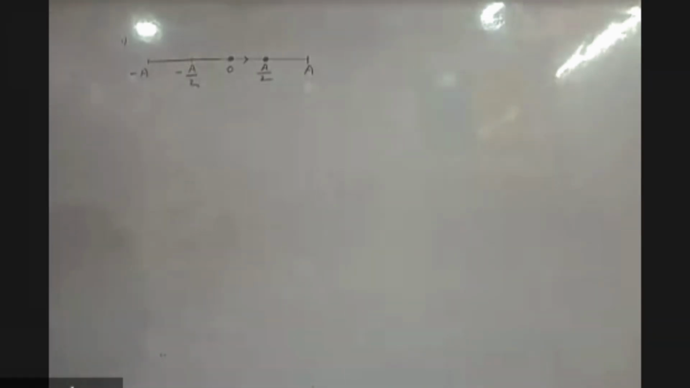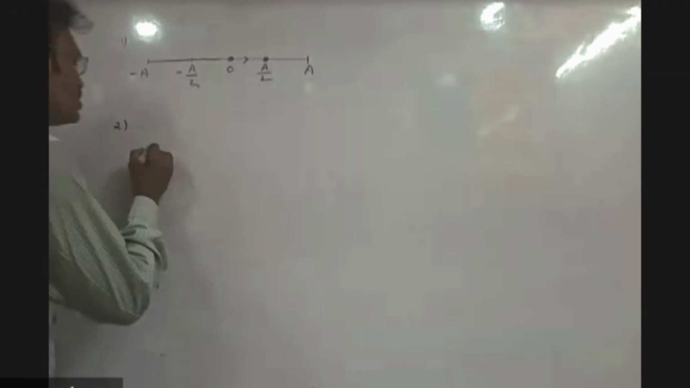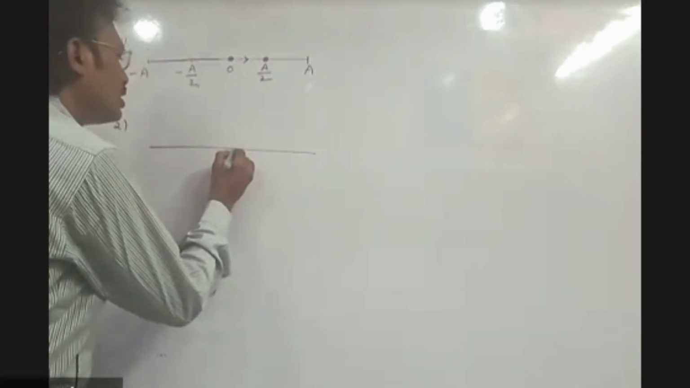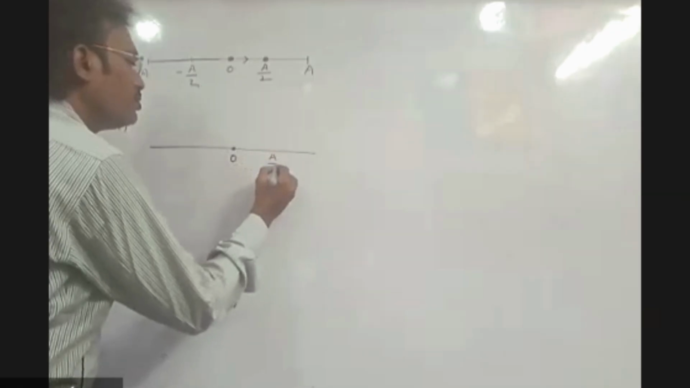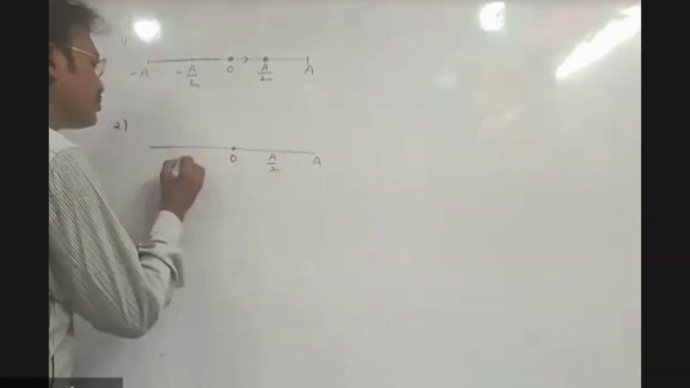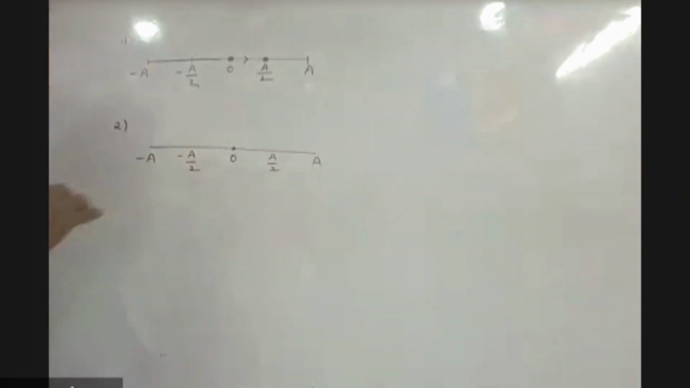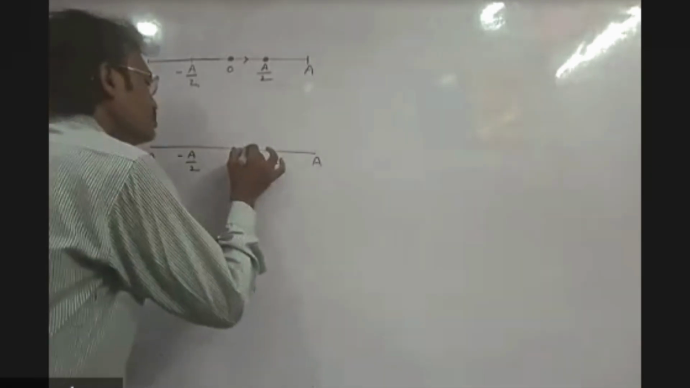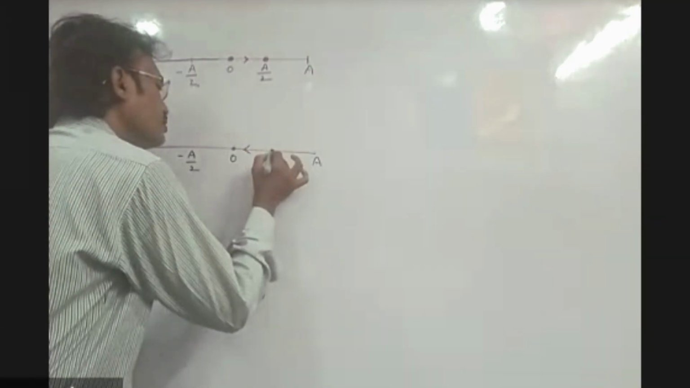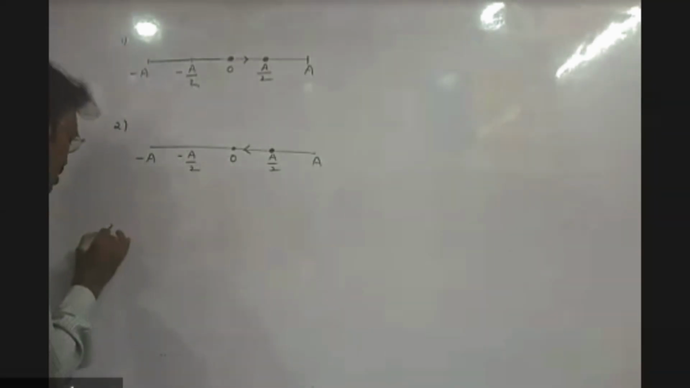Now the second situation. See here: mean position, A by 2, same consideration, A, minus A by 2, minus A. Now the arrow mark they mentioned is like this. That is the second situation.